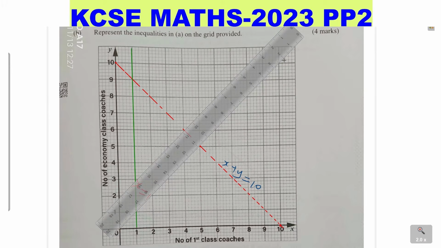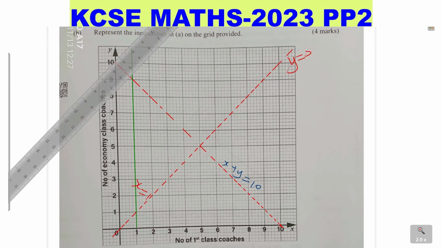And that line is supposed to be broken. So that is the line, the line y equals x.